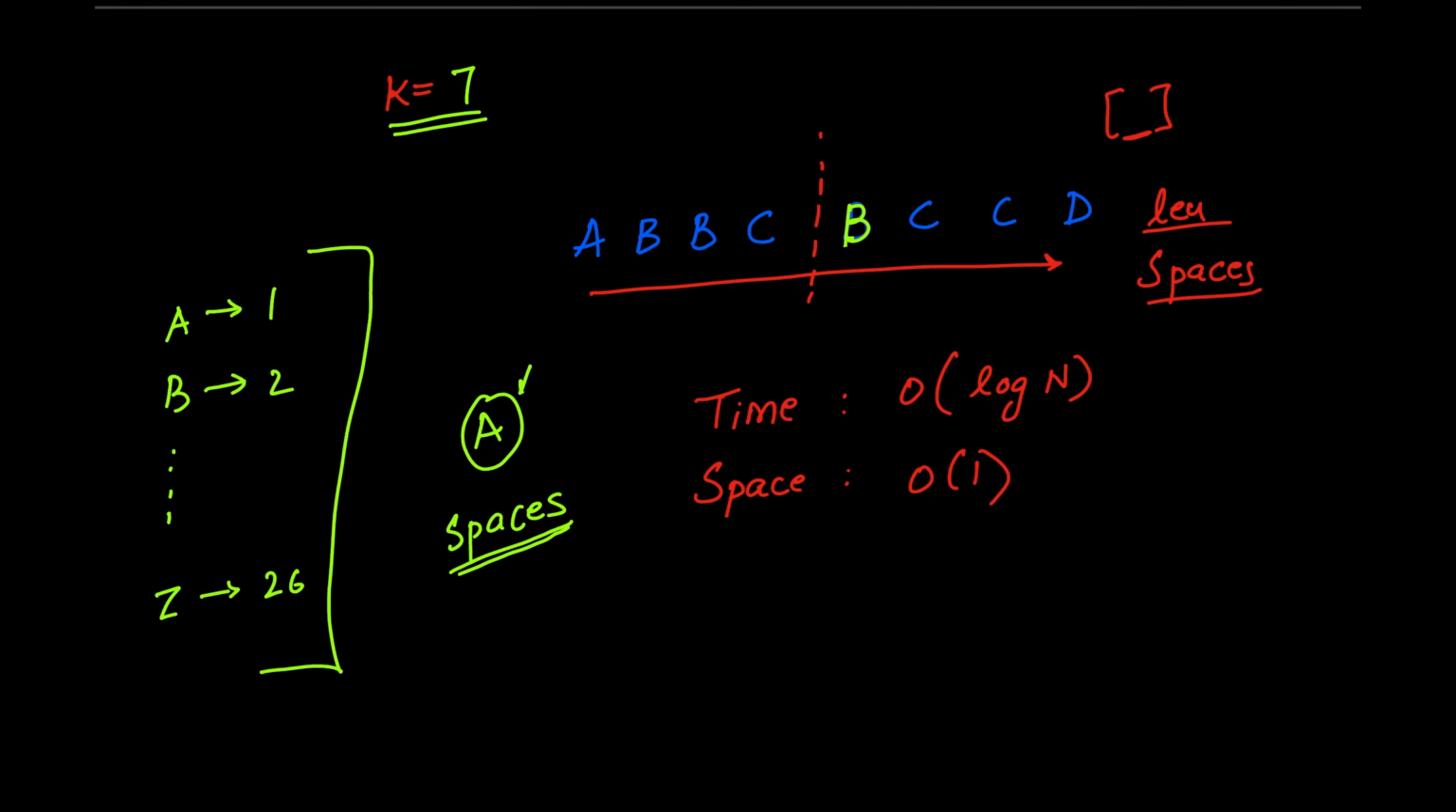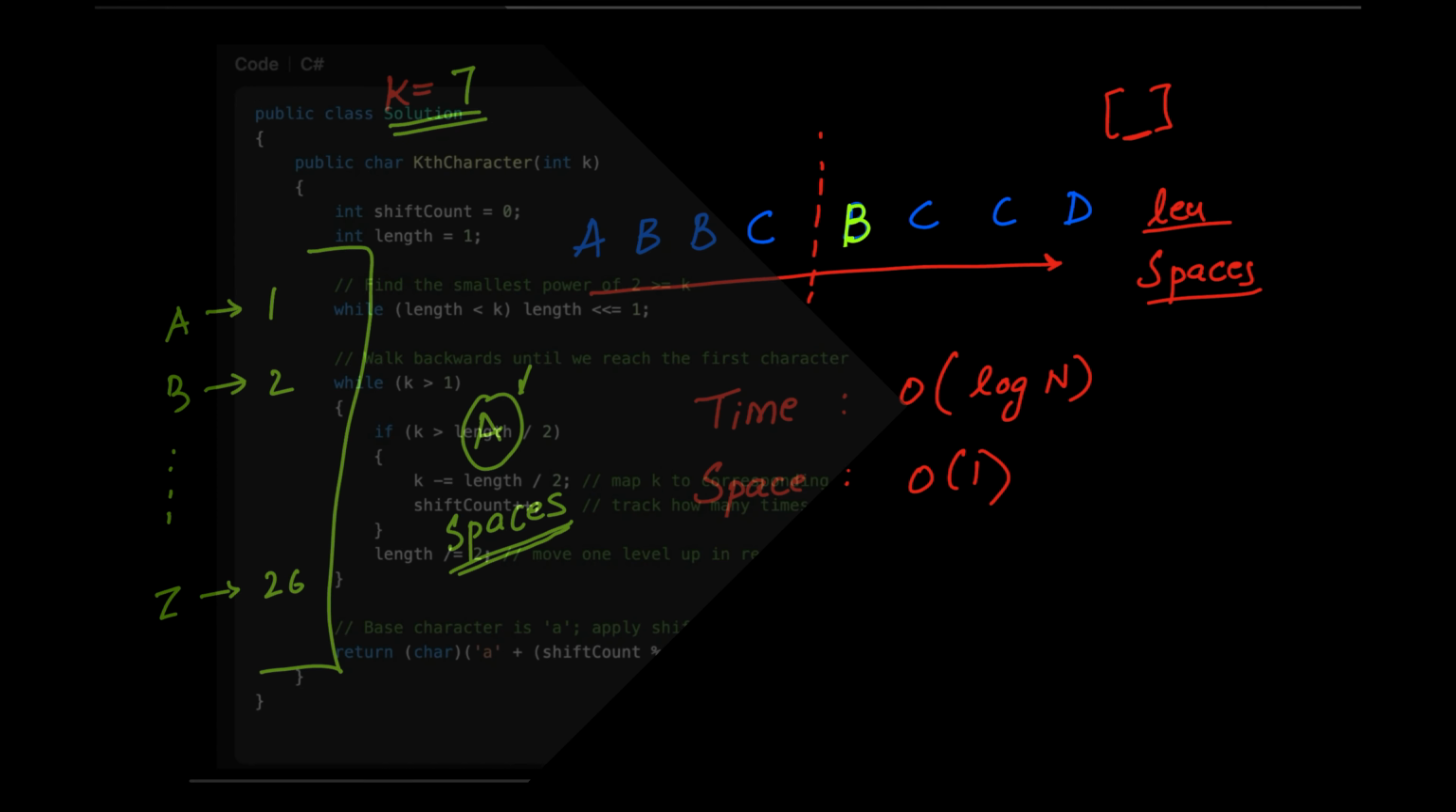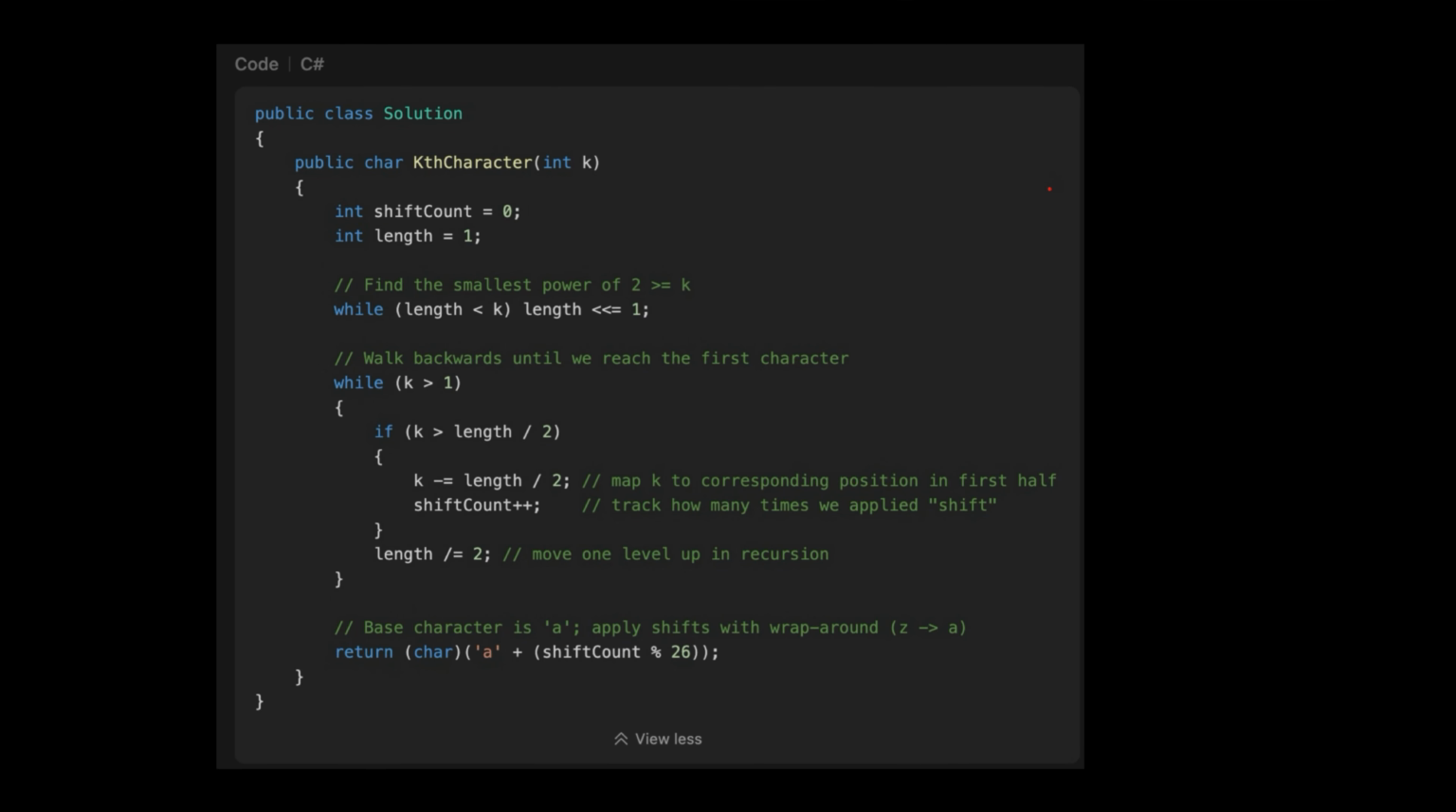The solution was slightly tricky. It didn't seem like it's an easy problem, but hopefully this was helpful. Let me show you how we can implement this using C#. In the C# implementation, I am using two variables, shift count and length. The shift count will be used to determine how many spaces I need to add to A to calculate our output, and the length will determine the length of the entire string.